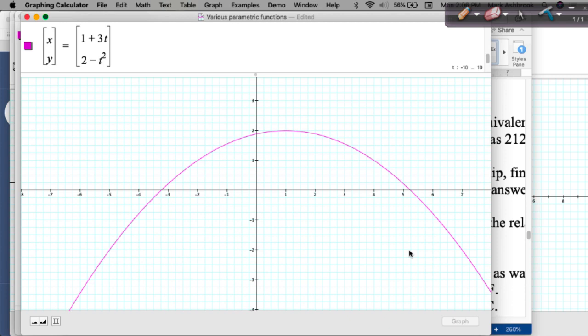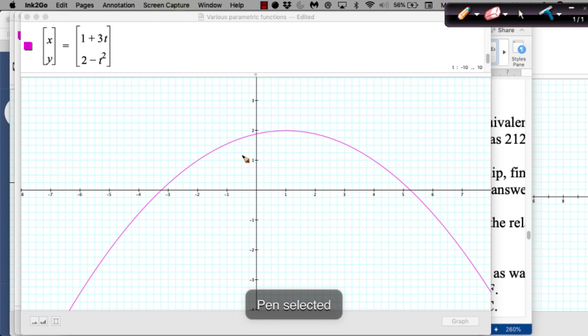Okay, so notice that y is a function of x. Can we find it as a function of x? So what is y as a function of x? Well, y is 2 minus t squared. Is it possible to rewrite that in terms of x? What could I do to get y as a function of x?